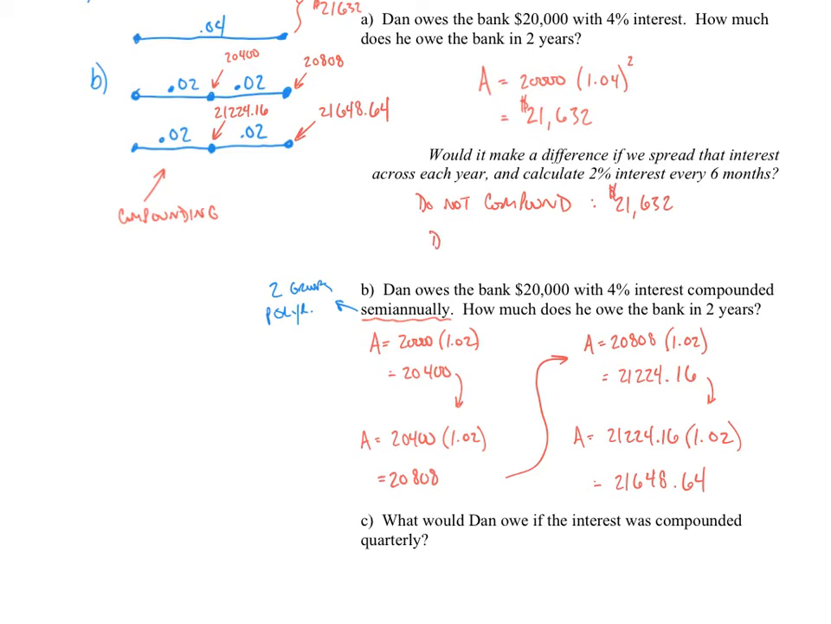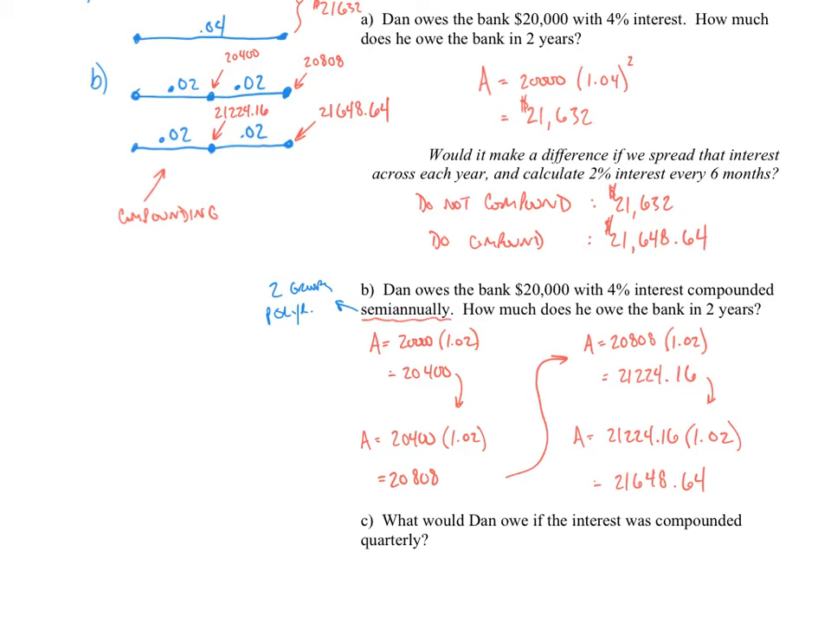If we do compound, he owes $21,648.64. So does it make a difference? It definitely does make a difference, because this is a greater number than this.